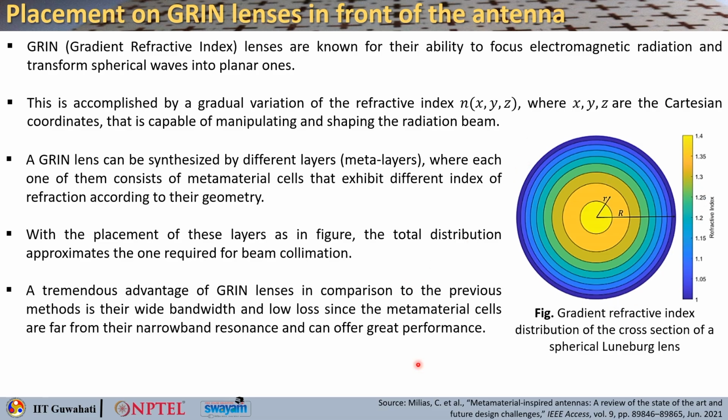Okay. So, what are the advantages of this kind of GRIN lens in comparison to the previous method? The first one is that they have wide bandwidth and low loss, since the metamaterial cells are far from their narrowband resonance, and that basically can offer great performance.